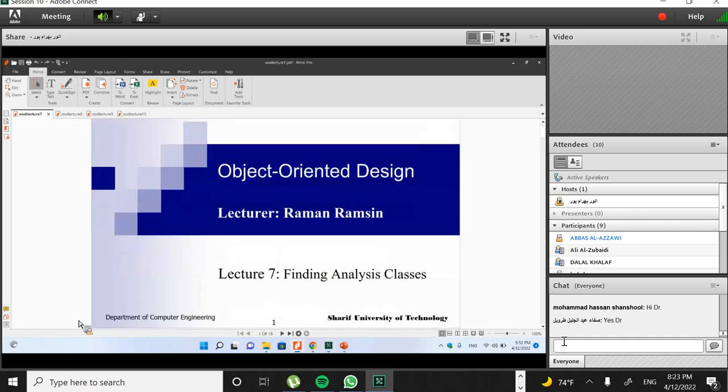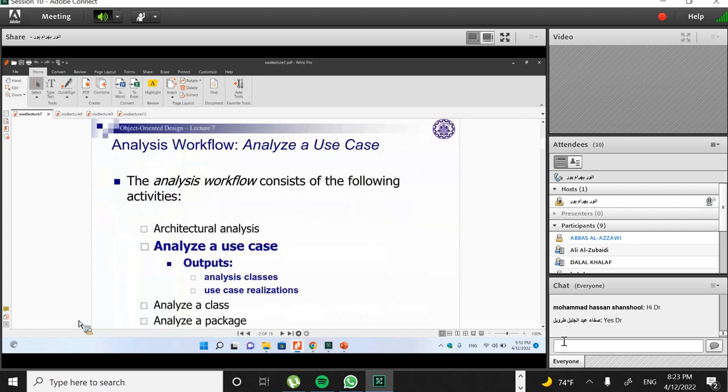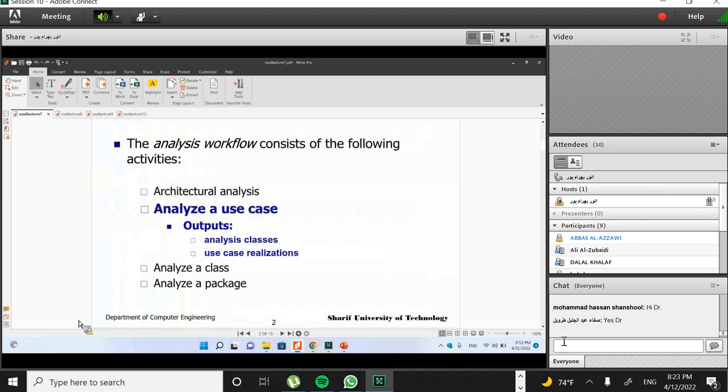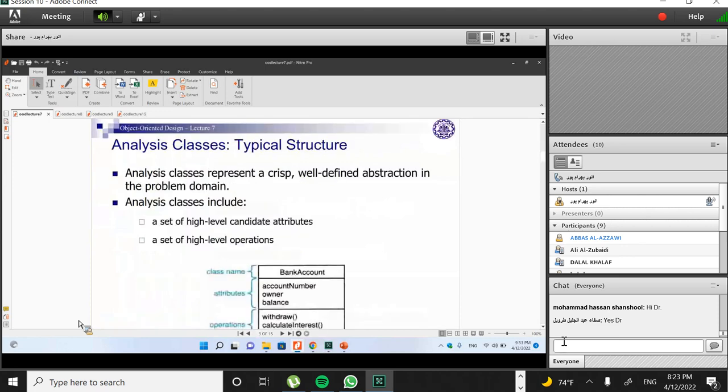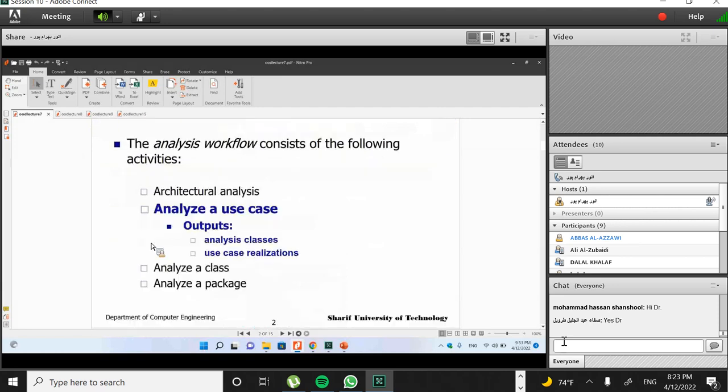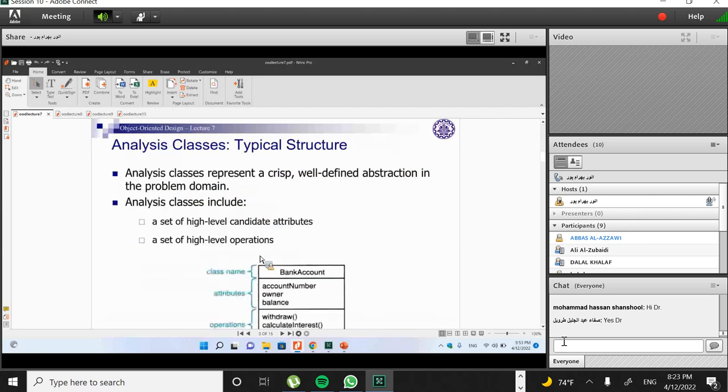In each software engineering project, this workflow is analyze a use case. I talk about the use cases slide. First, let me define analysis classes. As you see in this output, this says analysis classes and the use case. Analysis classes are means to use case realizations.